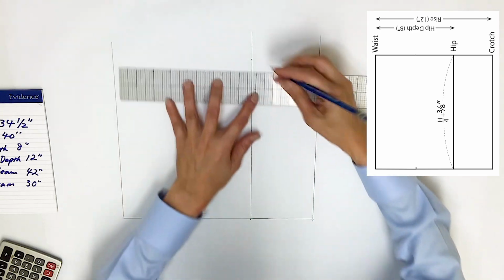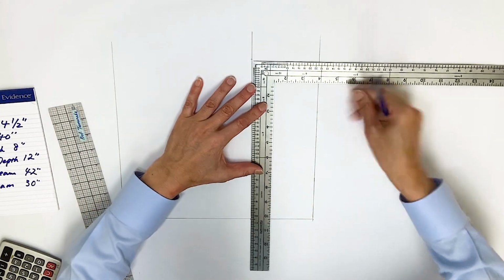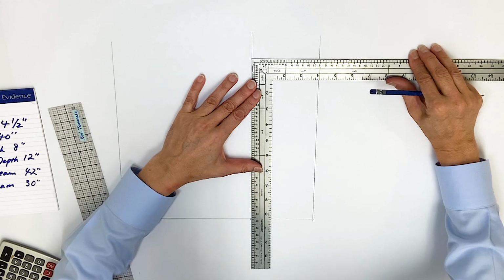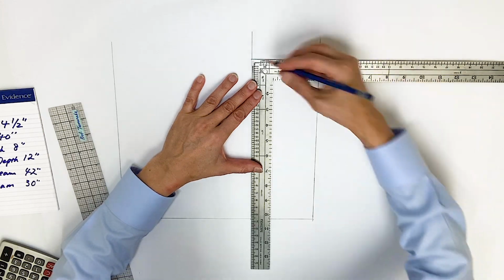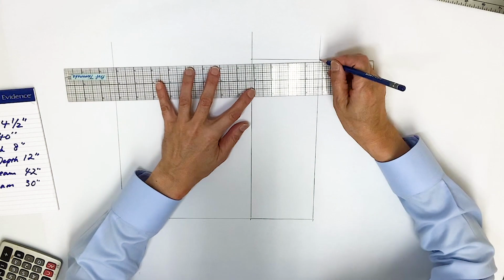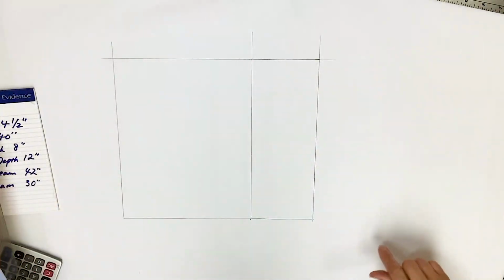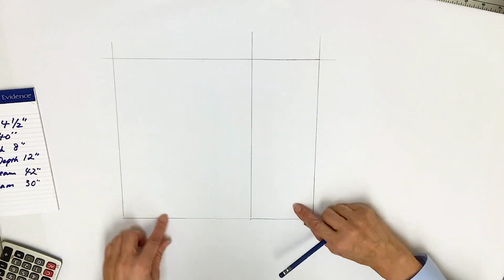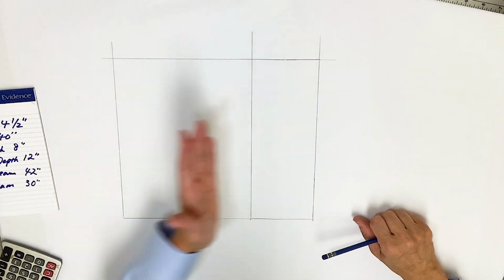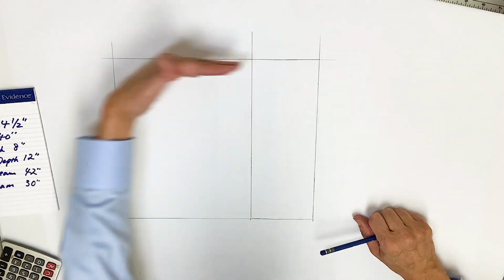Then you can use the L square again to mark the outseam, and you can draw this up and down, like that. So as you can see, now you have a square done: waist, hip, and crotch, and this is the center front, and this will become the outseam.